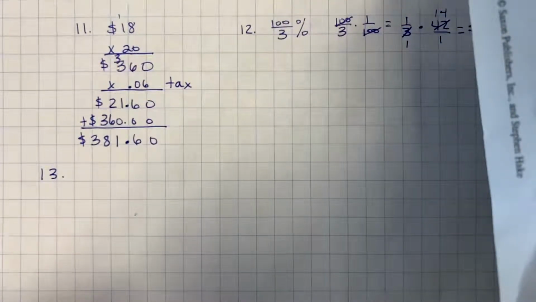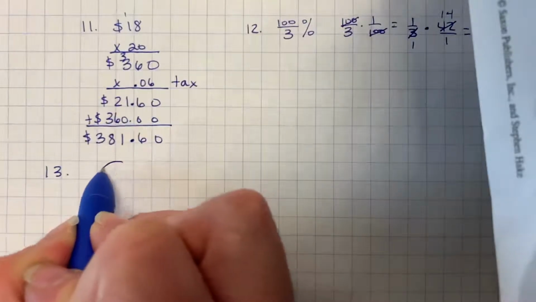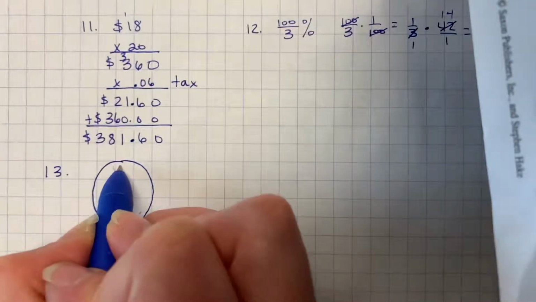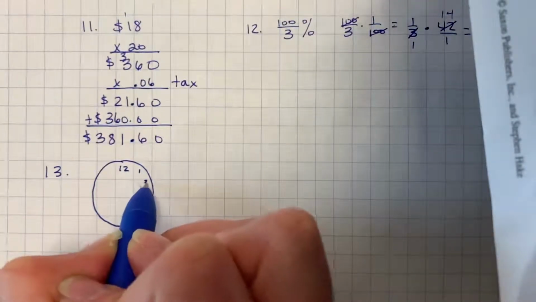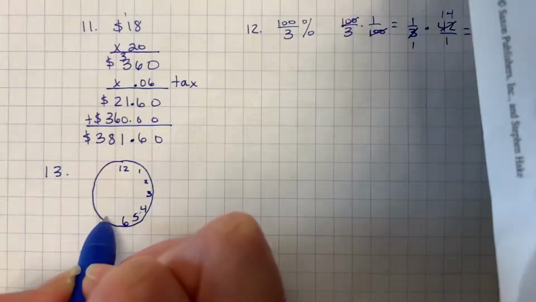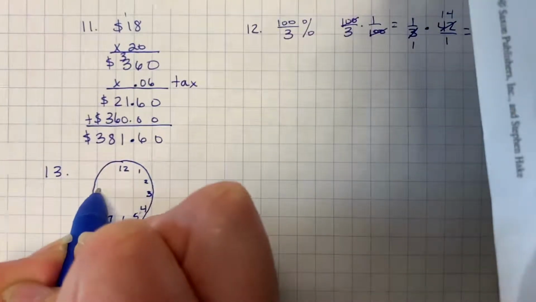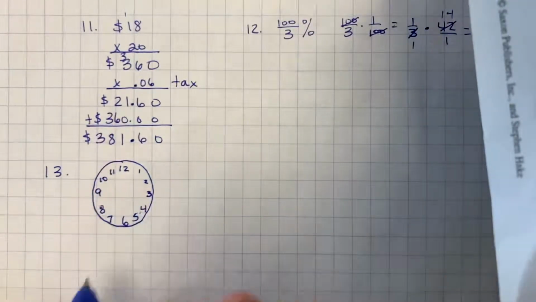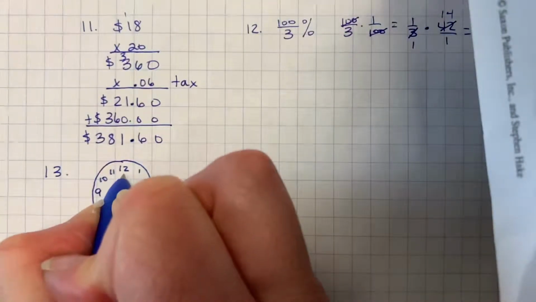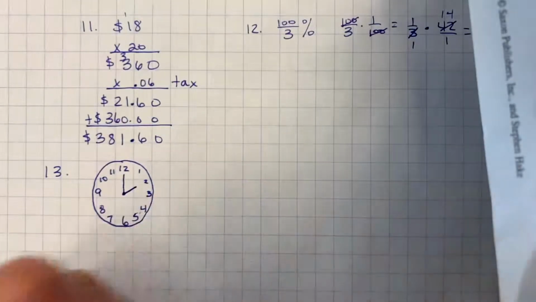Number 13 has information about a clock. It says at 2 p.m. the hands of a clock form an angle that measures how many degrees. All right, let's think about the face of a clock. So here's 12, 1, 2, 3, 4, 5, 6, 7, 8, 9, 10, 11. If we're talking about 2 o'clock, we're talking about this angle right there.